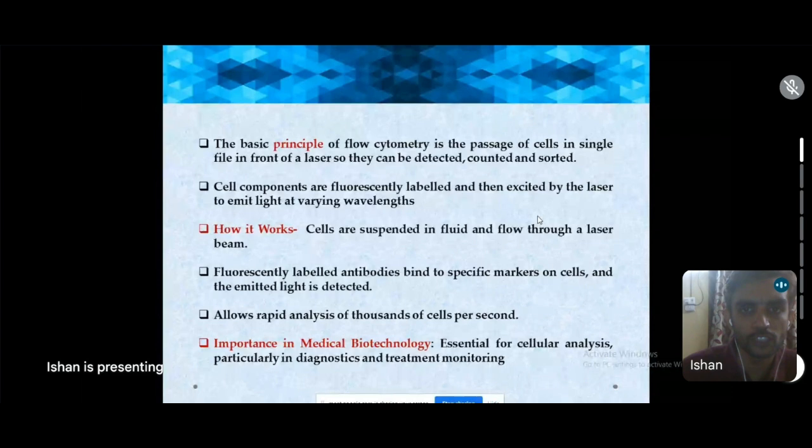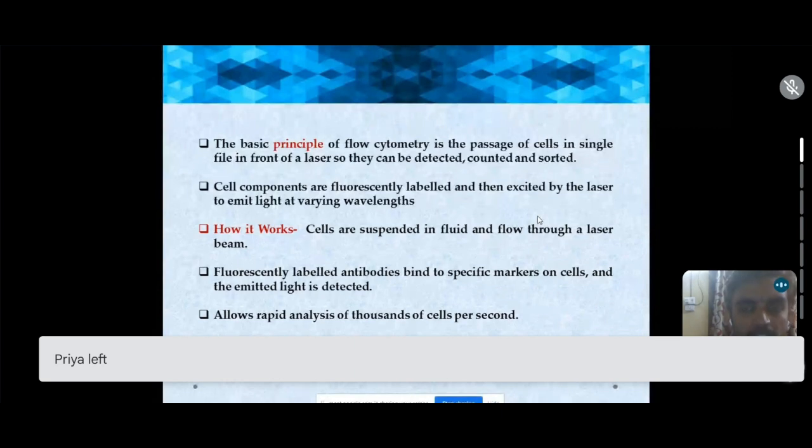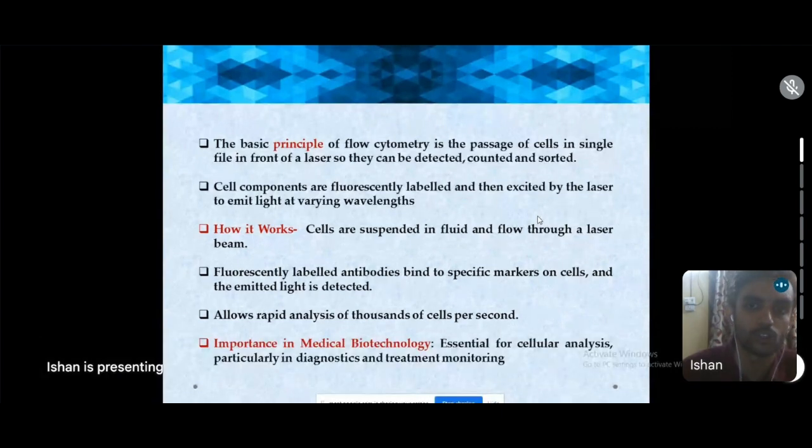The three properties I have written: first, cells can be detected based on their properties, meaning which type of cell is present. If there is a heterogeneous population, with quite a big number of cells, around 20,000 or 30,000, they will be detected on the basis of their nature and cellular structure. Then they will be counted, as I said, by number of cells, and then they can be sorted.